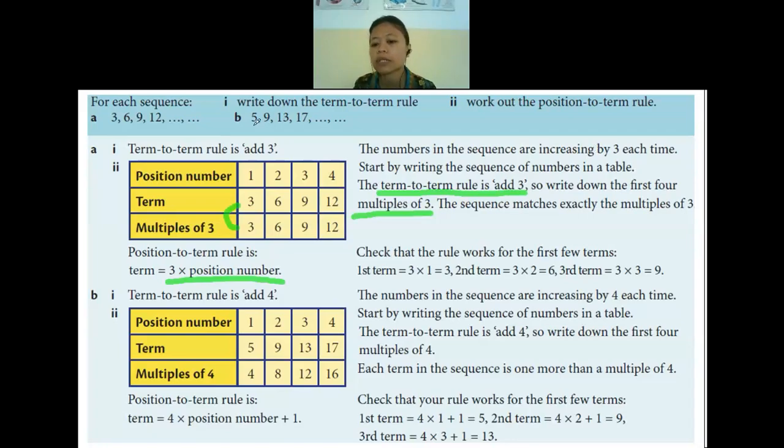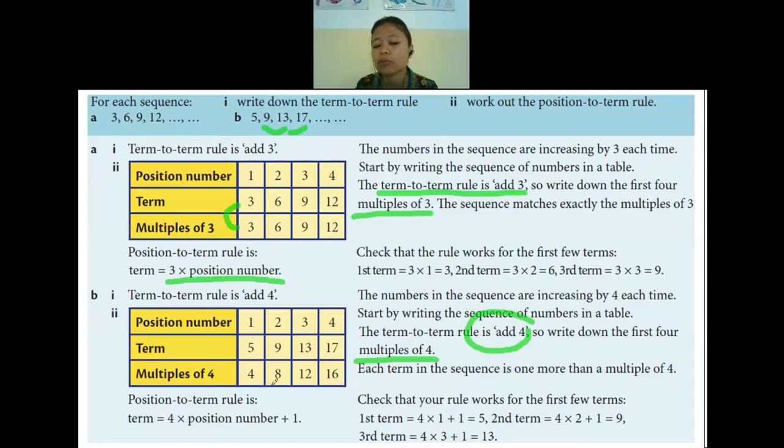Same again, the first thing we have to do is find the term to term rule. From 5 to 9, we add 4. From 9 to 13, we add 4. From 13 to 17, we add 4. That's why the term to term rule becomes add 4. After we find the term to term rule, the second thing we have to do is find the multiple of 4. So in here, for multiple of 4, I already wrote it in a table to make it easier. Multiple of 4, it will be 4, 8, 12 and 16.